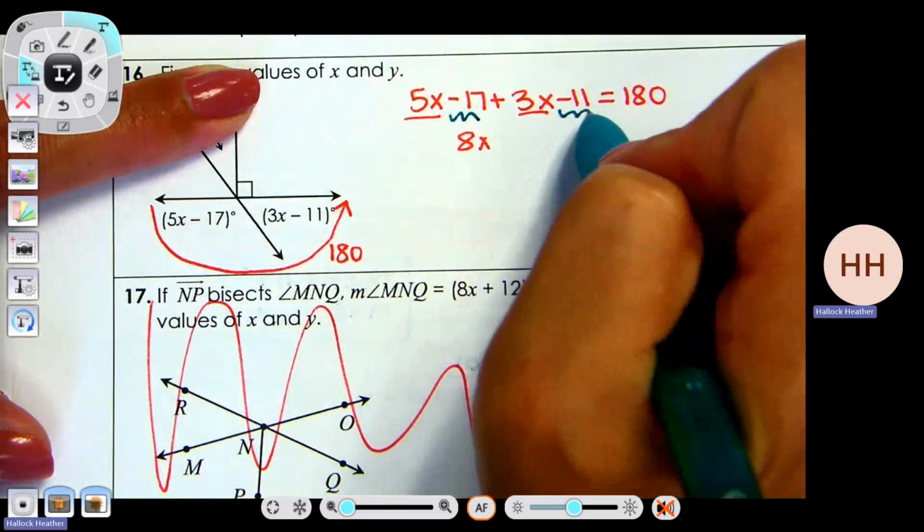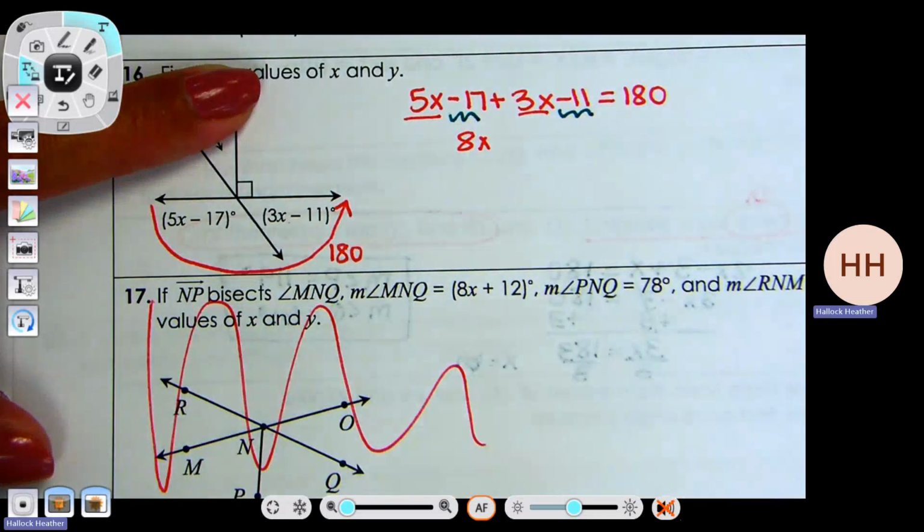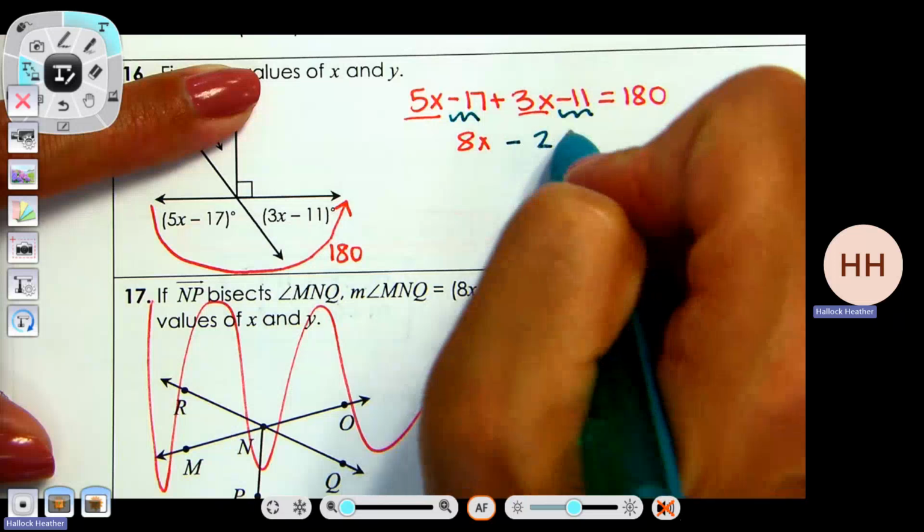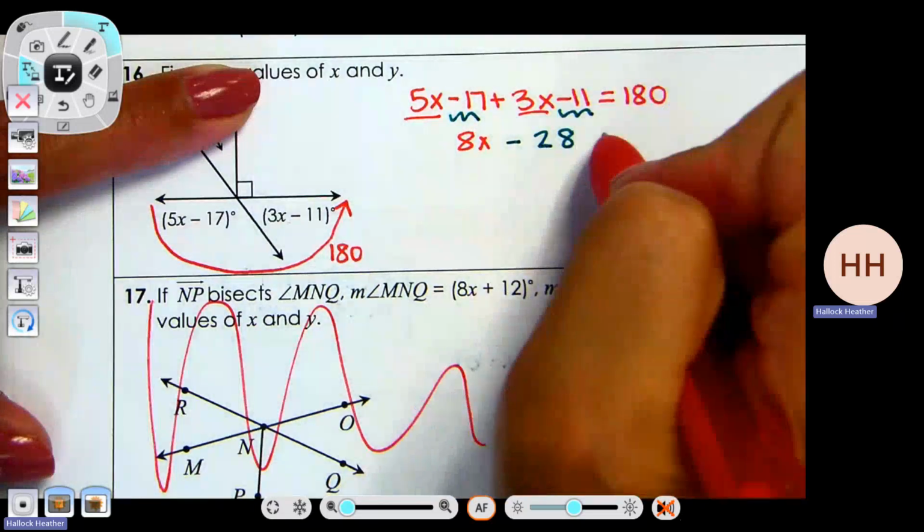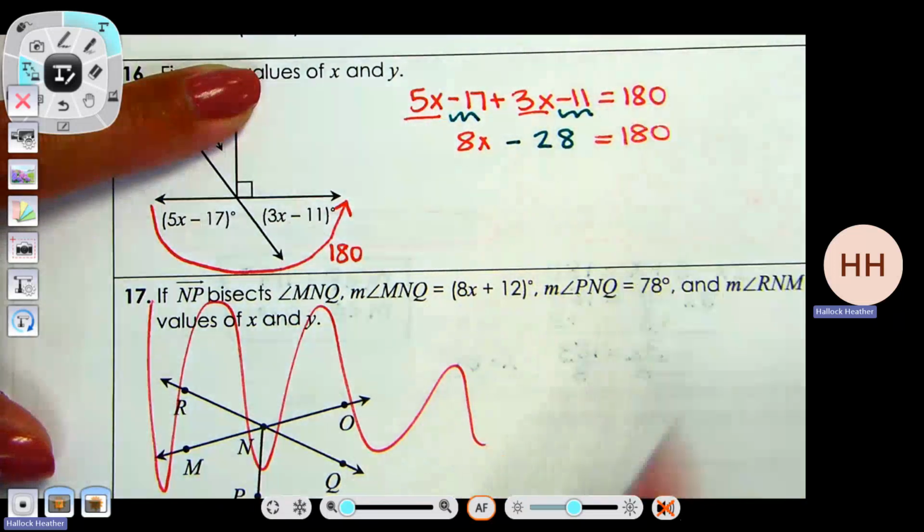So I have negative 17, negative 11. What is that going to come together to make? Negative 28. So it should always be a two-step equation, which is nice.